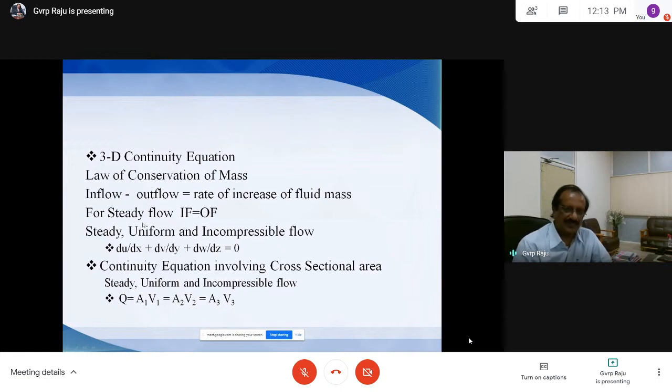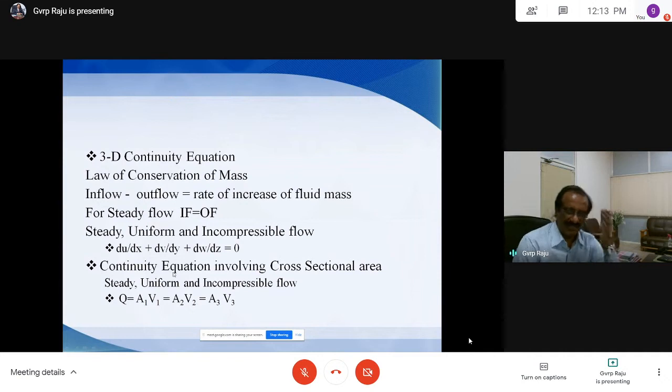Suppose you reduce this three-dimensional continuity equation to the two-dimensional case, then what is the change in this equation? For a two-dimensional continuity equation, du/dx + dv/dy is equal to 0. If it is a one-dimensional continuity equation, then what is the change? So du/dx is equal to 0, because in the other two dimensions there is no variation. So for one-dimensional continuity, du/dx is equal to 0. Two-dimensional, du/dx + dv/dy is equal to 0.